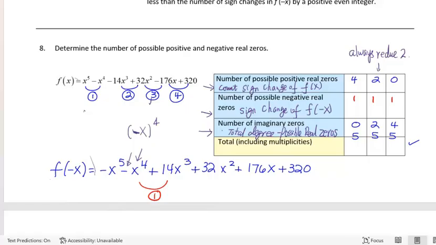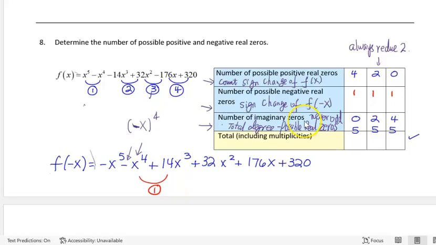Okay, and I ask you, what's the number of imaginary zeros? Imaginary zeros are counted from the total degree. Total degree is 5, right? Minus the possible real zeros. Okay, so total degree is 5.